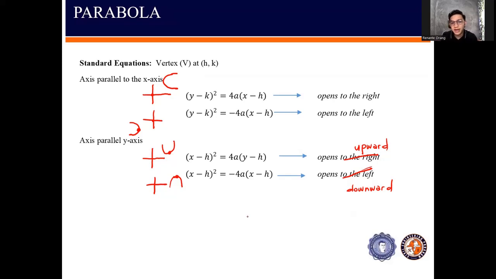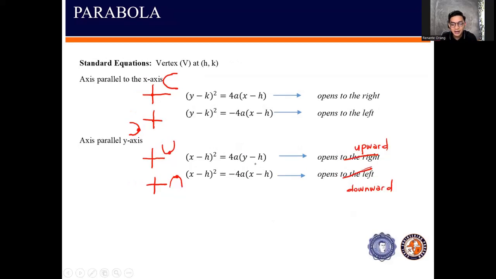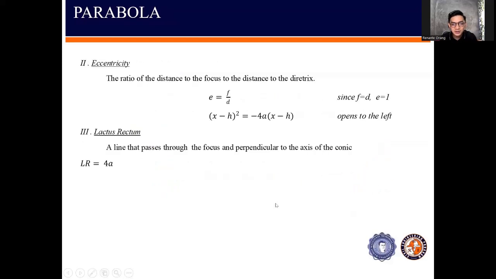Open downward if x minus h squared is equivalent to negative 4a x minus h. So, yan lang yung kaibahan nila. No, may h tsaka k siya. Ito din mali, no? And this is k and this is h, no? Error lang sa pag-type, kumbaga. Okay? So, let's proceed with this one. K yun na. X minus k, kumbaga.